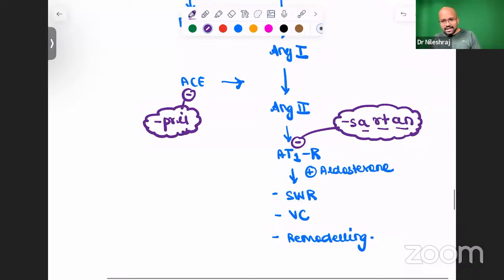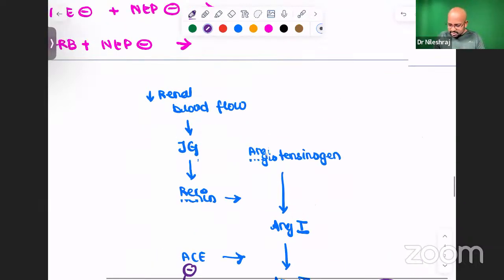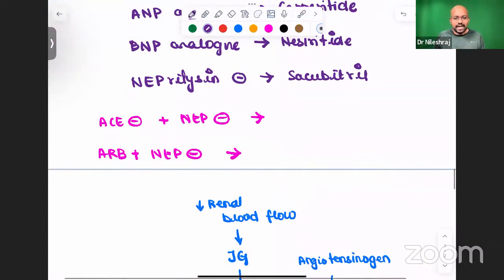So these two drugs are there, and if I give them, the angiotensin and aldosterone levels are going to be compromised. Thereby, we can prevent a major response from happening. Sodium and water retention can be prevented, vasoconstriction can be prevented, and cardiac remodeling also can be prevented. That's why we give these drugs in combination with NEP, the neutral endopeptidase inhibitors.